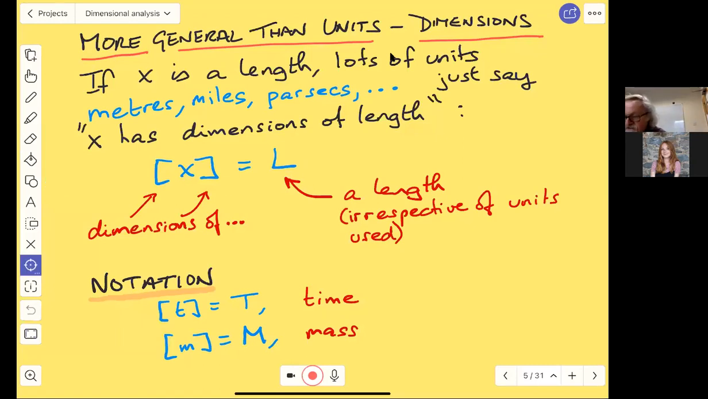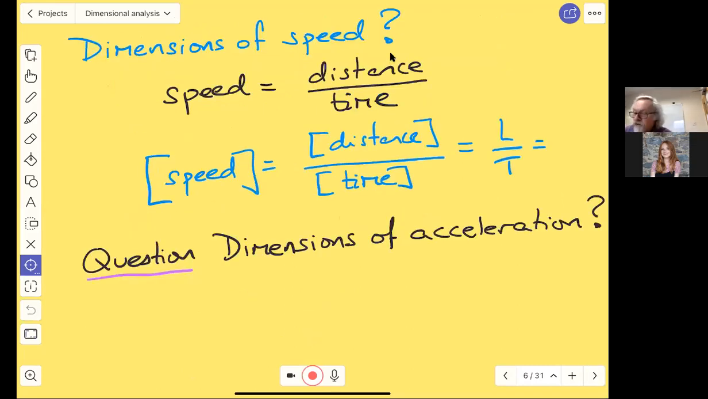To generalize this notation from lengths, the dimensions of time are time, capital T, and the dimensions of mass are mass, capital M. So we're going to be using capital letters for dimensions. Are people happy with this? Thank you, Benjamin. Okay. So what about the dimensions of speed?